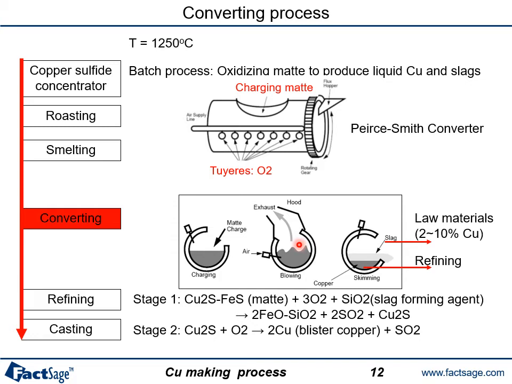And then once our matte grade goes to about 80% copper, we stop the oxygen blowing, and then we tap out the slag, which is typically the so-called fayalite slag, Fe2SiO4 slag, and then we tilt it back again, and then we inject additional oxygen by adding a little bit of flux again, and then we are producing the blister copper. Okay, and that's a two-stage process.